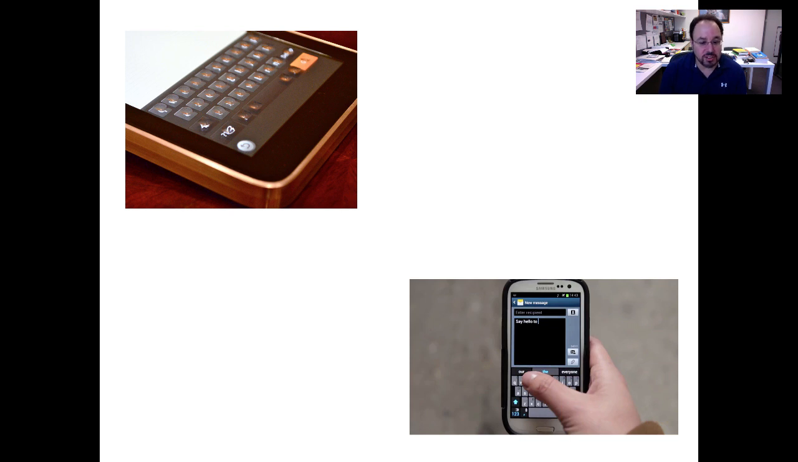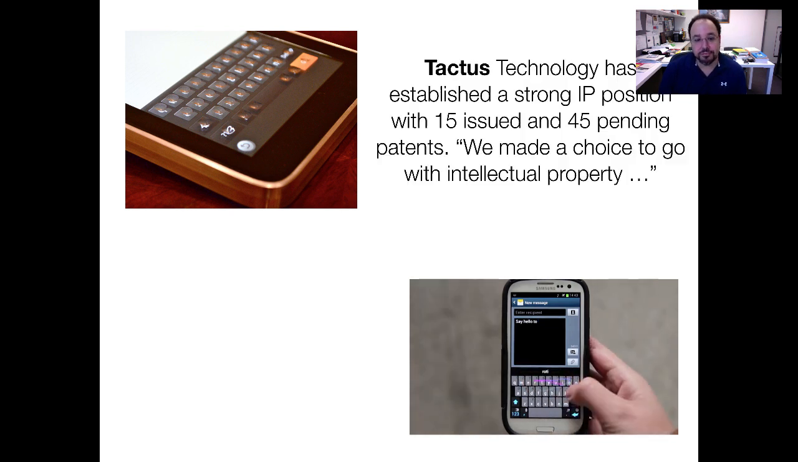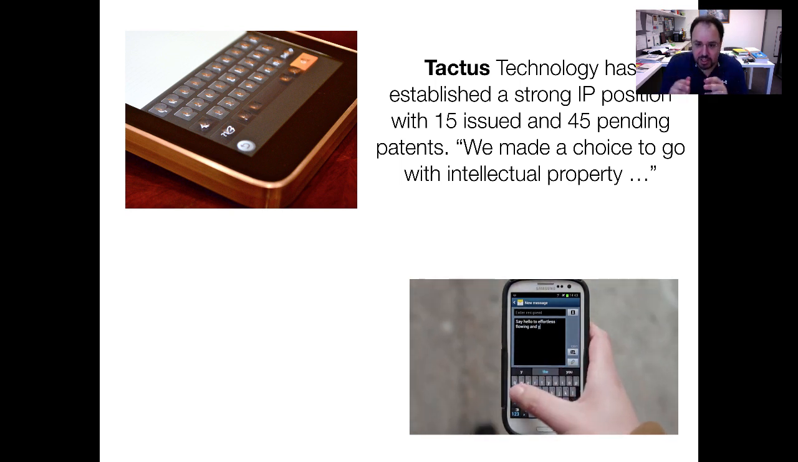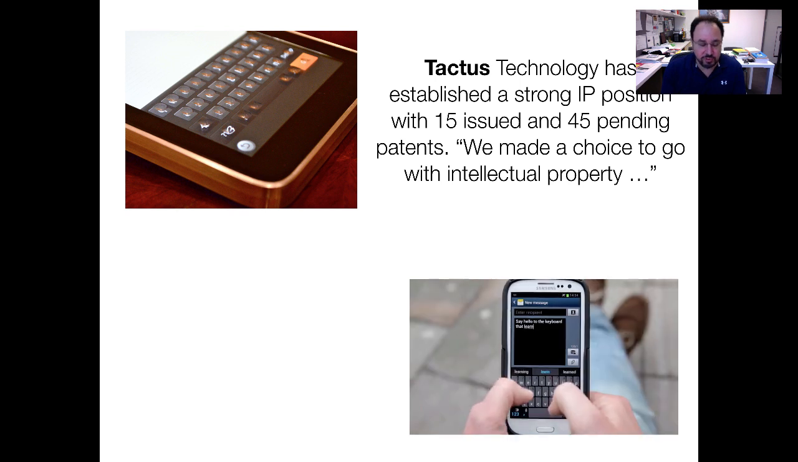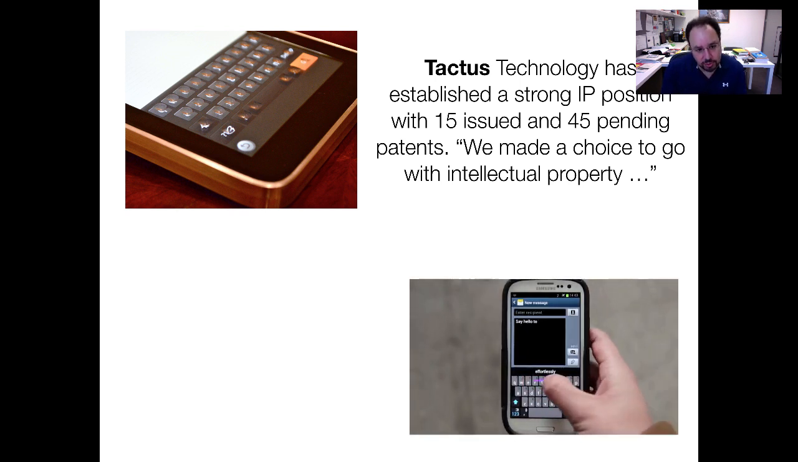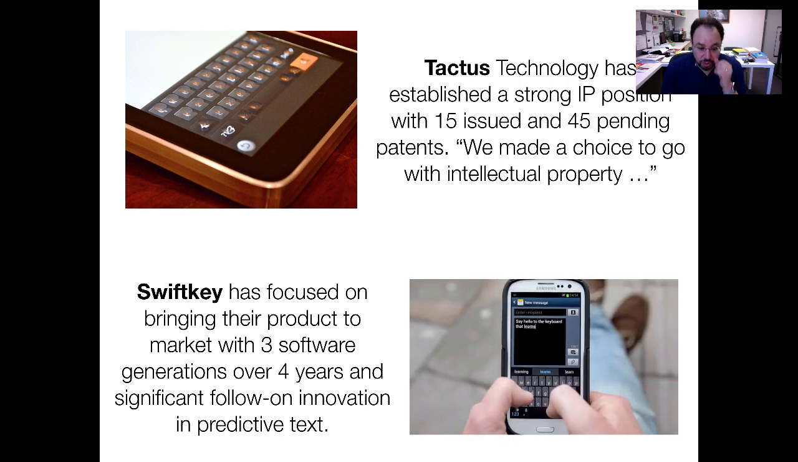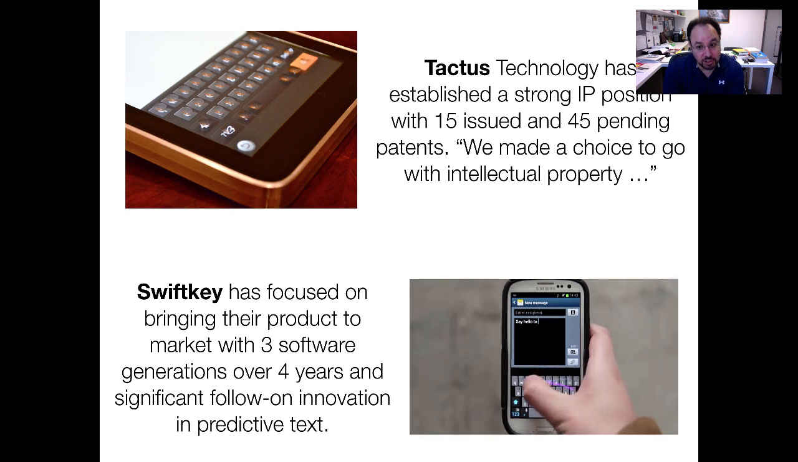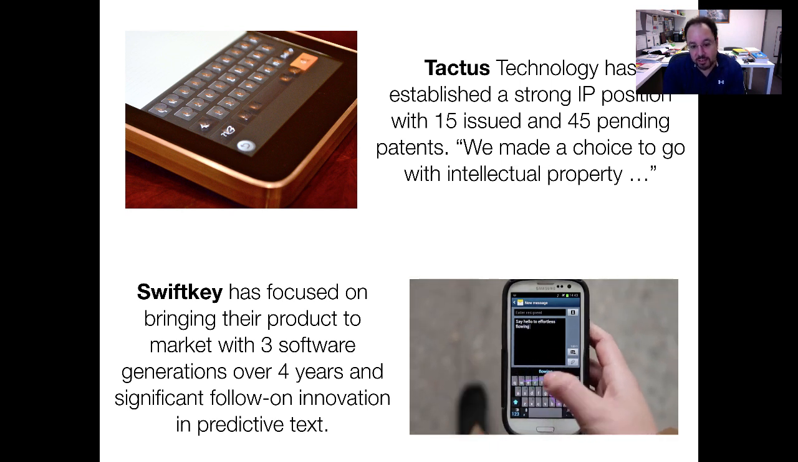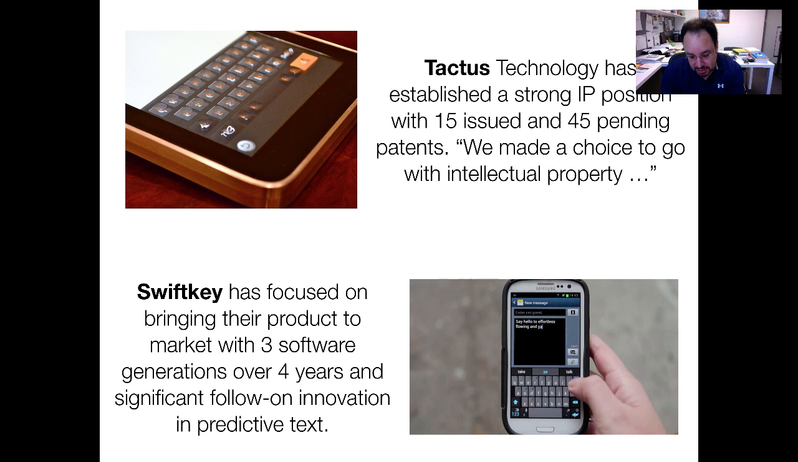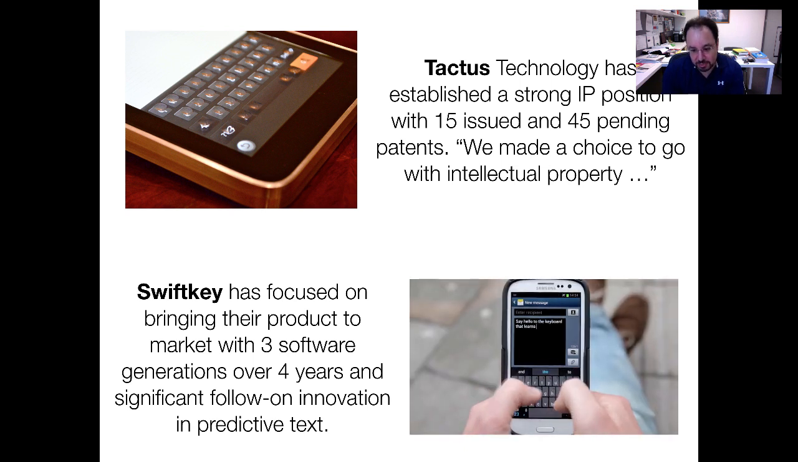What have these companies done, Tactus and SwiftKey? Well, Tactus has gone for IP protection, with 15 issued patents and 45 pending at the time, a couple of years ago. They made the choice to go with intellectual property. Whereas SwiftKey has been focused on bringing their product to market. It's been in market with 3 or more software generations over 4 years, and significant follow-on innovation going on. So they haven't been worrying about all the patents and stuff. They're being, let's get to market quickly, experiment and learn.